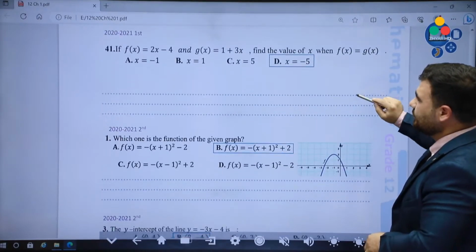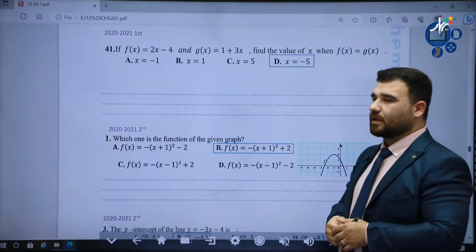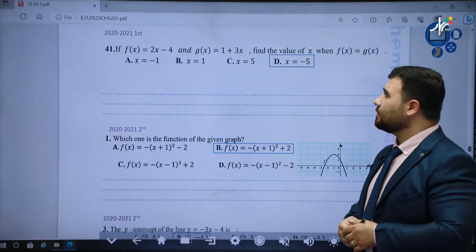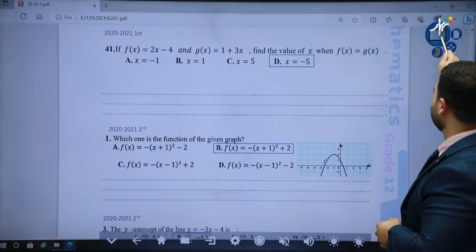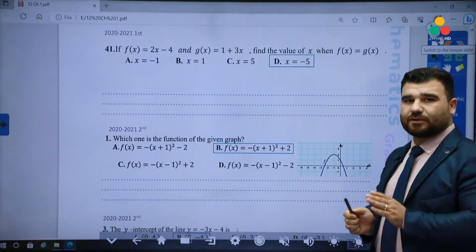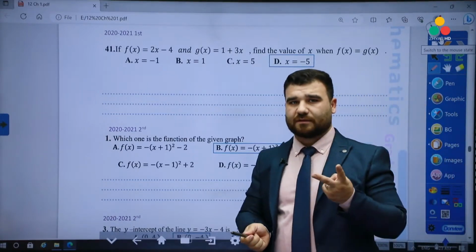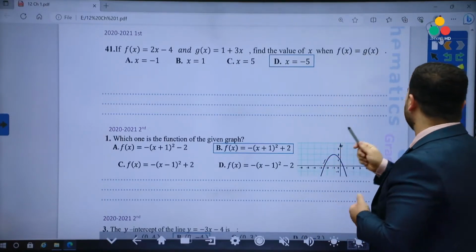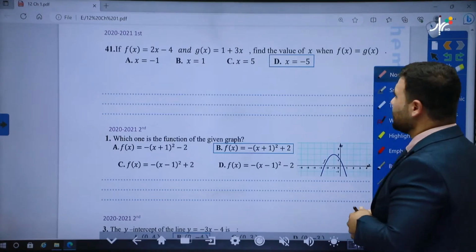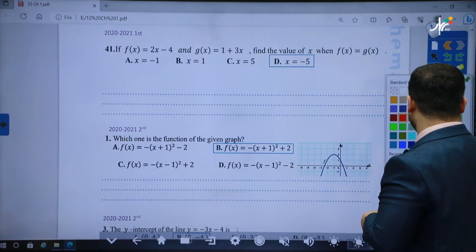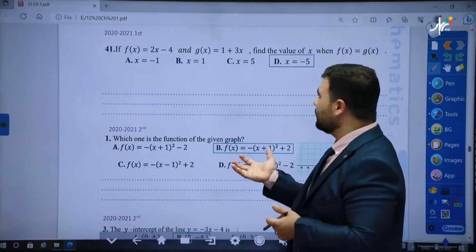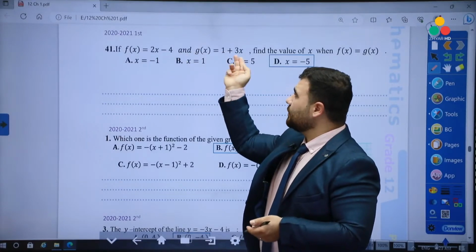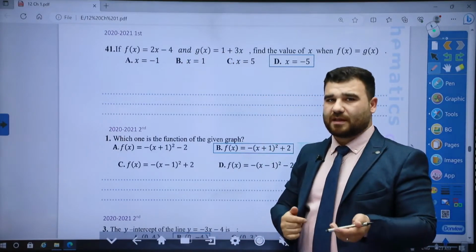Another question. If f(x) is 2x minus 4 and g(x) is 1 plus 3x, find the value of x when f(x) is equal to g(x). The question is not talking about the point of intersection between two graphs, but what we see, f(x) equal to g(x), is in the topic of point of intersection between two graphs. Let's do it. Look at the equations. They are both linear, simple equations. Then it's better to solve than testing.